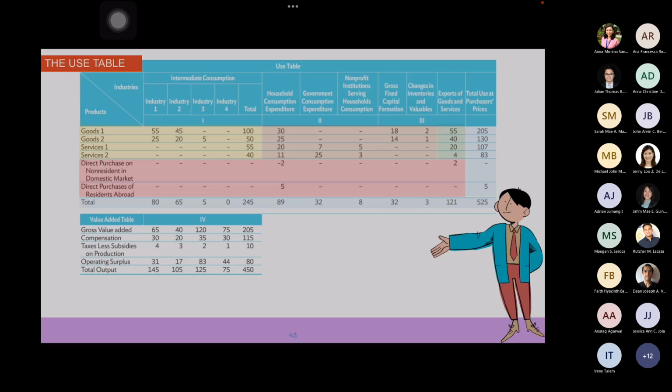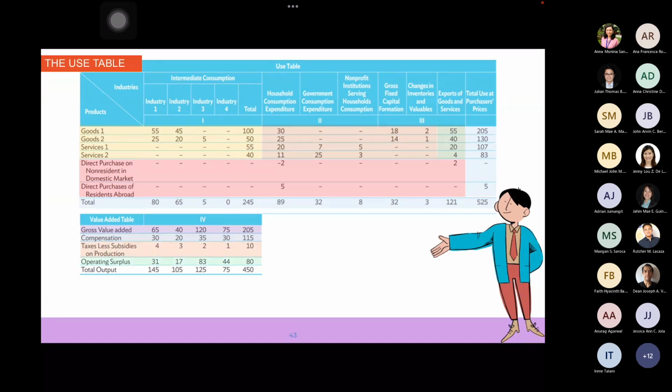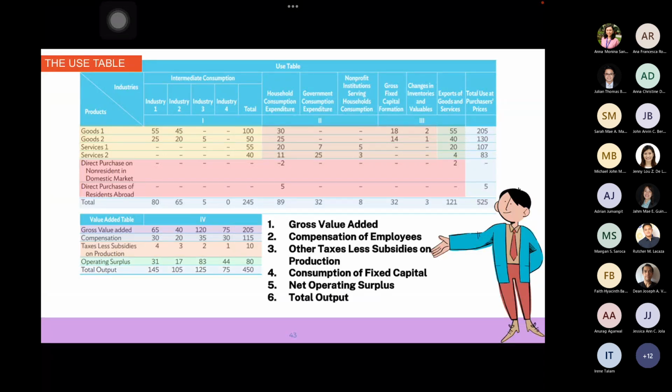And in the columns, in the intermediate consumption matrix, it shows us the cost structure of each industry. And we can see here how the total cost of producing output by, let's say, industry one comprises of goods one and two to make up its output. And for the gross fixed capital formation, it allows us to see the distribution of the main types of investment.